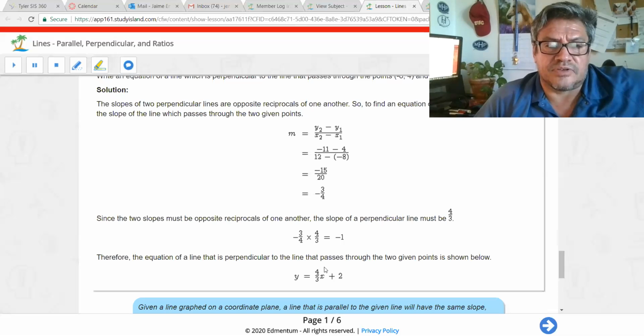Therefore, the equation of the line that's perpendicular and passes through the 2 given points is shown below as y equals 4/3 x plus 2.